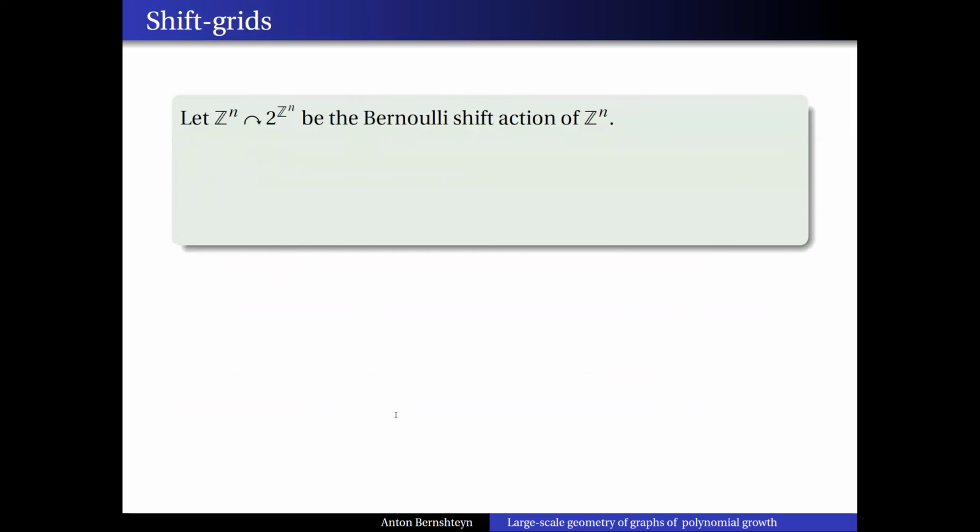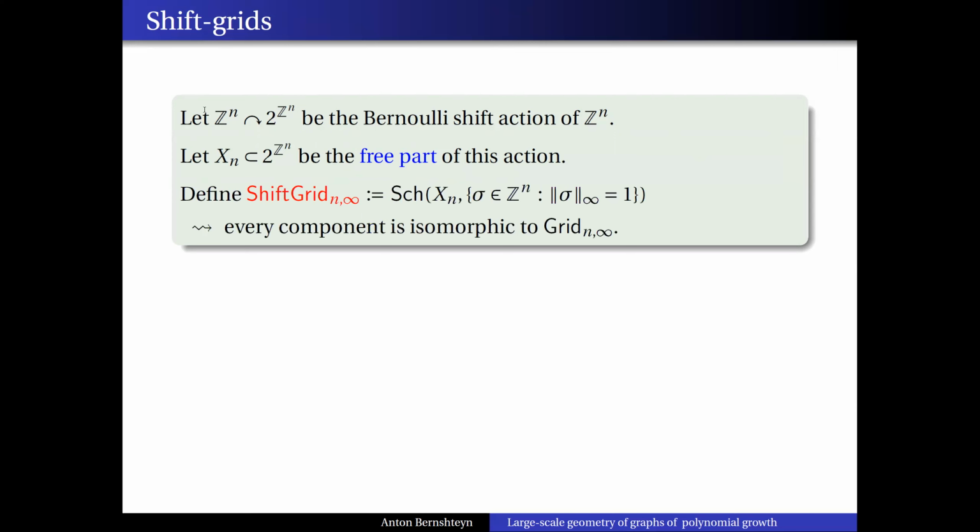Right. So as a particular example of this are graphs associated with actions of Z^n, which are kind of like the analogs of grid graphs in this category. I'm going to call them shift grids. Let's take a canonical action. Let's take the Bernoulli shift of Z^n onto 2^(Z^n). And this action is not free. Let's pass to the free part. So this is the set of points with trivial stabilizers. I'm going to call it X sub n, just to make the action free so that it looks a bit nicer.